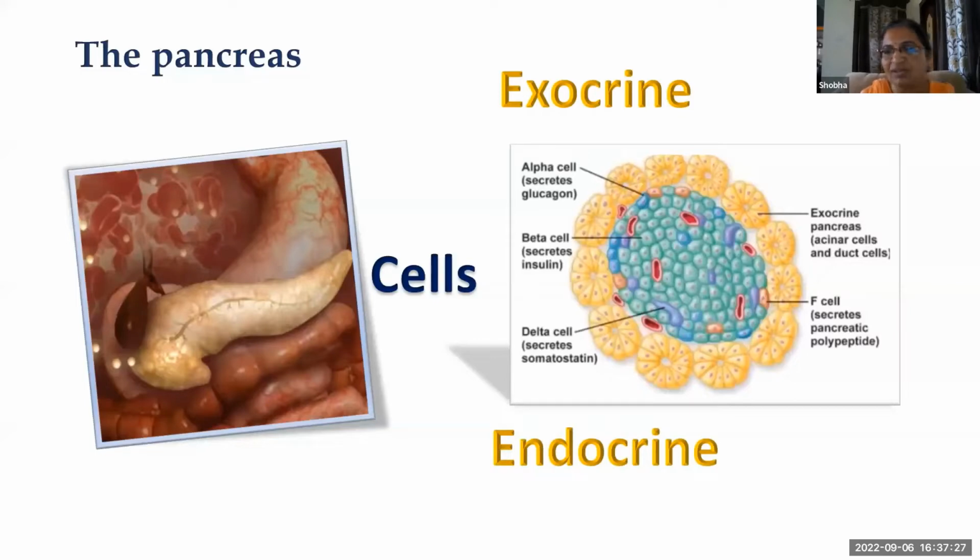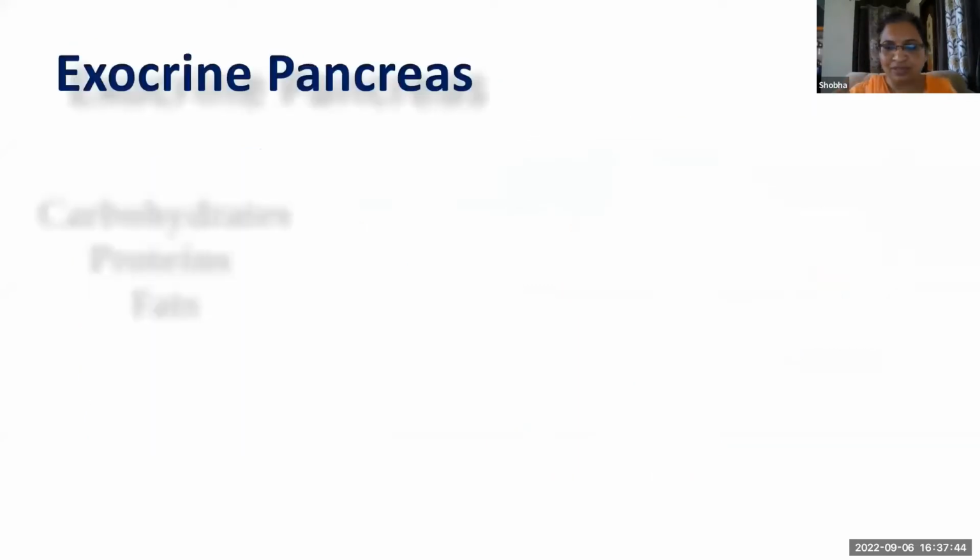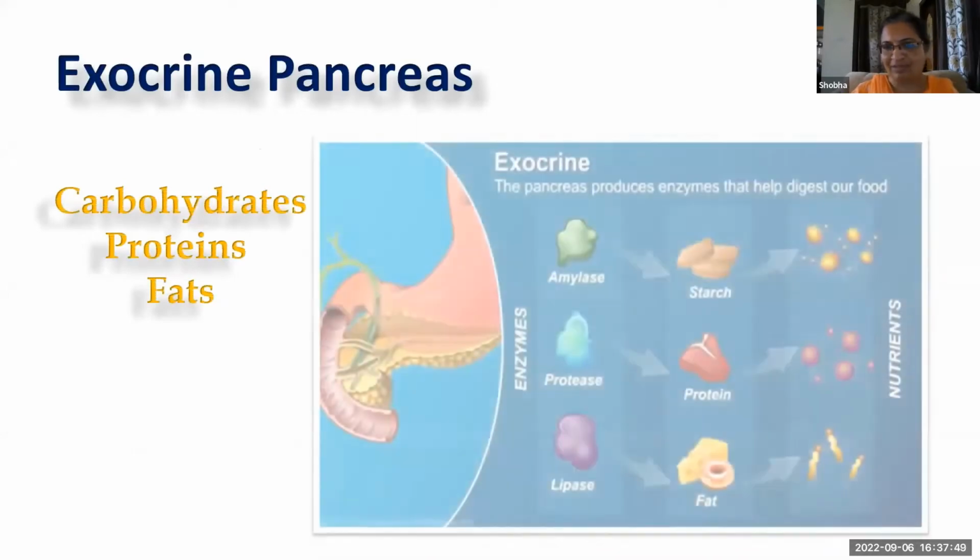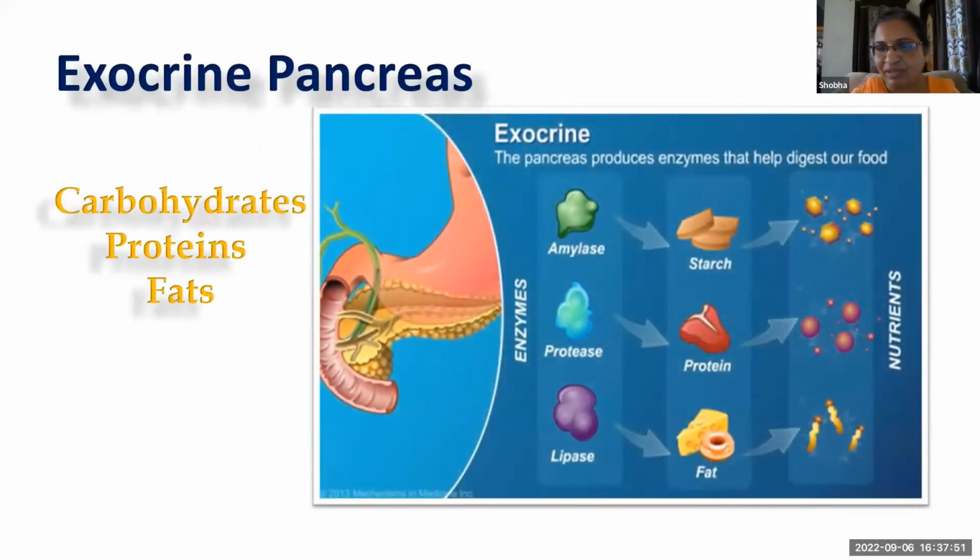The exocrine function controls your digestion, meaning your carbohydrate, protein, fat, whatever you eat, how it is digested and what should be the end product. That is controlled by the exocrine part. The endocrine controls your glucose metabolism. So we'll go a little into this. This exocrine part, like I mentioned, handles carbohydrate, protein, fat. So how exactly does the pancreas work with the exocrine? It produces the enzymes which are important in digestion of your carbohydrate.